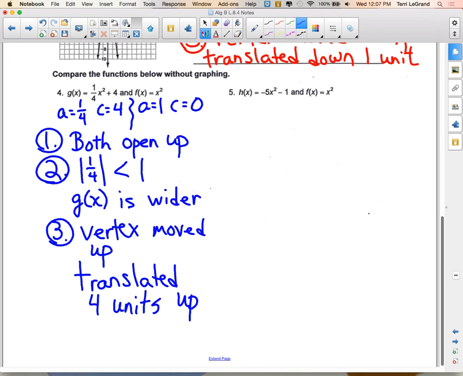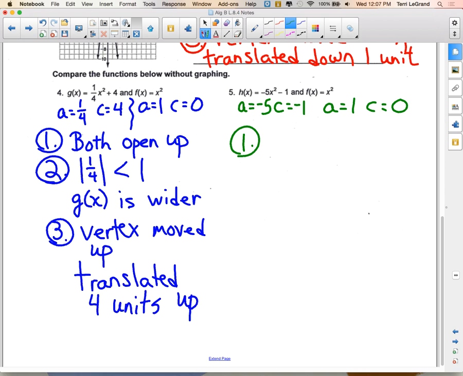Okay, one to go. Stay with me. A equals, C equals, A equals, C equals. Okay, what's going on in this one? First thing we're going to talk about: one of them has a negative A value, the other one has a positive. So what do? One opens up and the other one opens down.